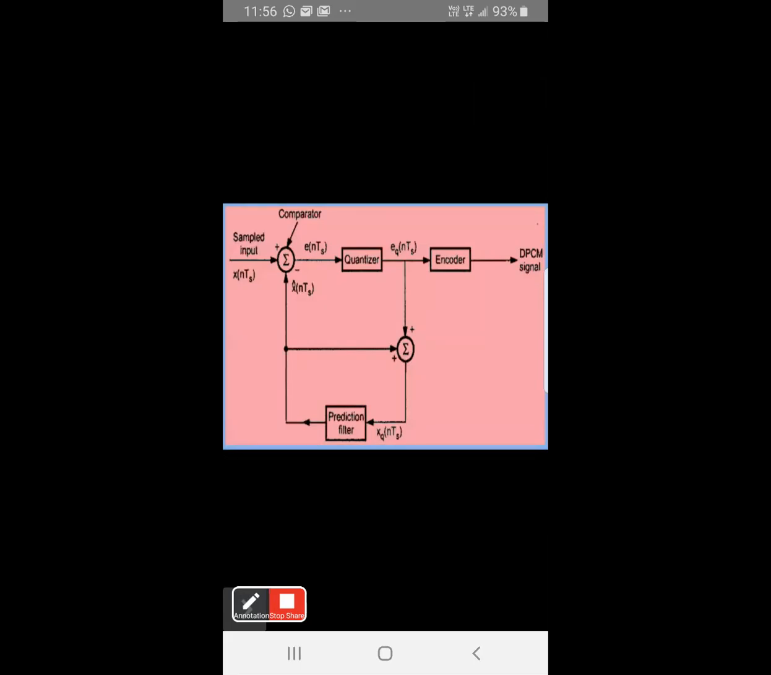So e of nTs output వచ్చేసరికి ఏమవుతుందంటే e of nTs is equal to input signal minus prediction signal. Okay, sample signal minus prediction signal. So x of nTs minus x cap of nTs. Okay, that will be taken as equation 1.